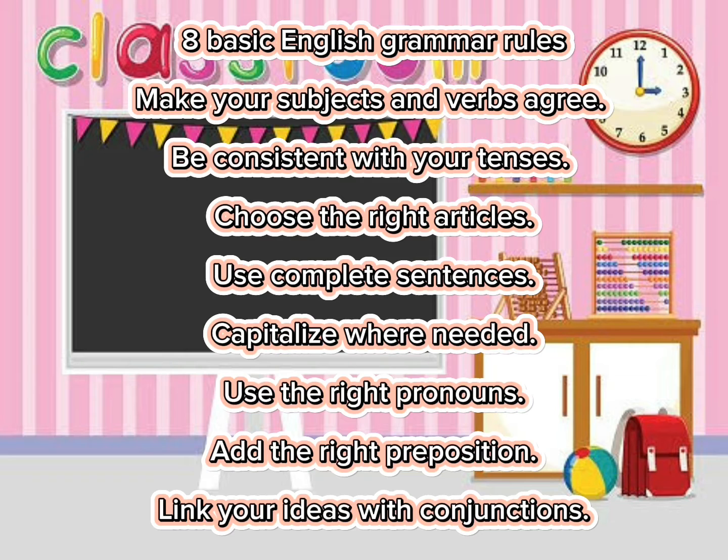Alright, so we have the eight basic English grammar rules. Number one, make your subjects and verbs agree. Number two, be consistent with your tenses. Number three, choose the right articles. Number four, use complete sentences. Number five, capitalize where needed. Number six, use the right pronouns. Number seven, add the right preposition. And lastly, number eight, link your ideas with conjunctions.